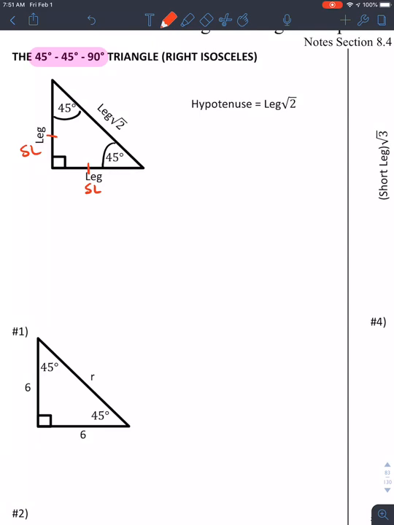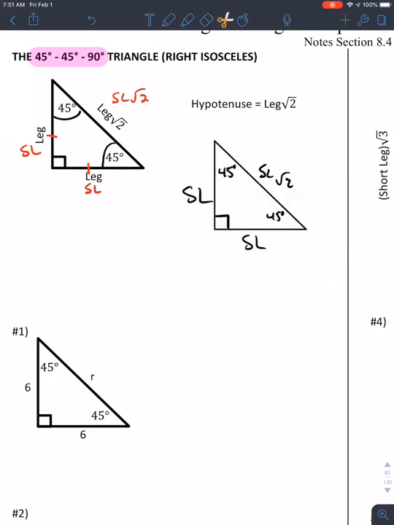Whatever the length of the short leg is, the hypotenuse is always the length of that short leg times the square root of 2. Always. So let's see how this works. What needs to be memorized? This is what needs to be memorized. Opposite the 45s are the short legs, opposite the 90, the hypotenuse, that's short leg times the square root of 2.